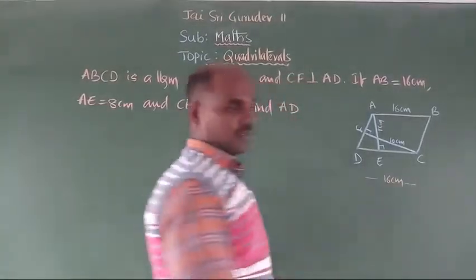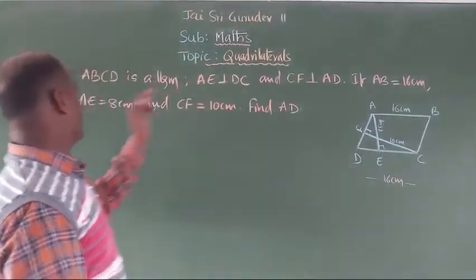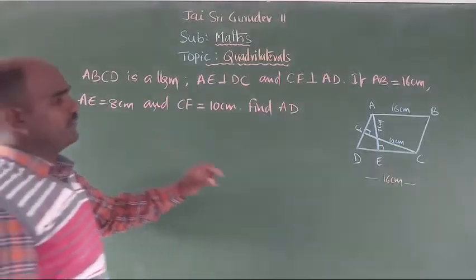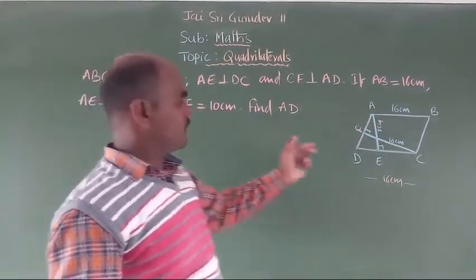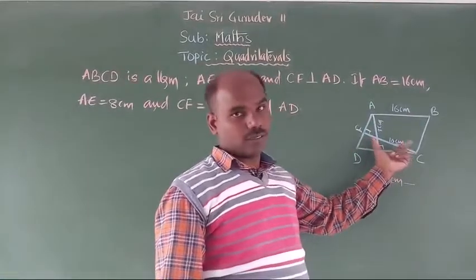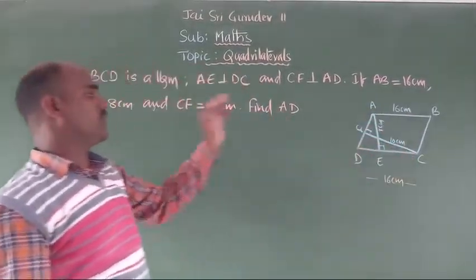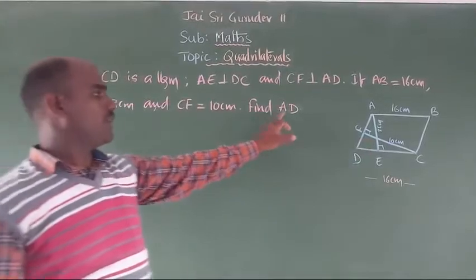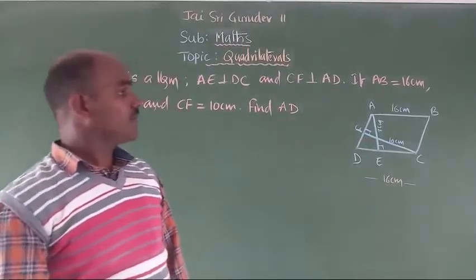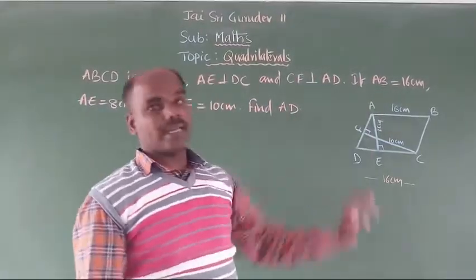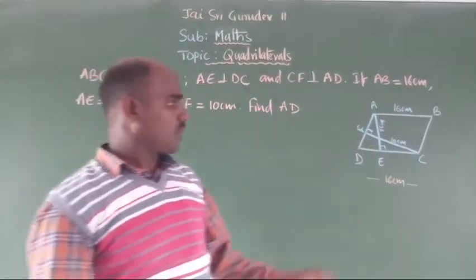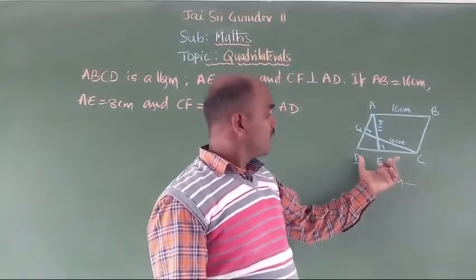Then AE is equal to 8 centimeters, and CF is equal to 10 centimeters. From this, what we want to find is the length of AD. So to find the length of AD, now you should think.